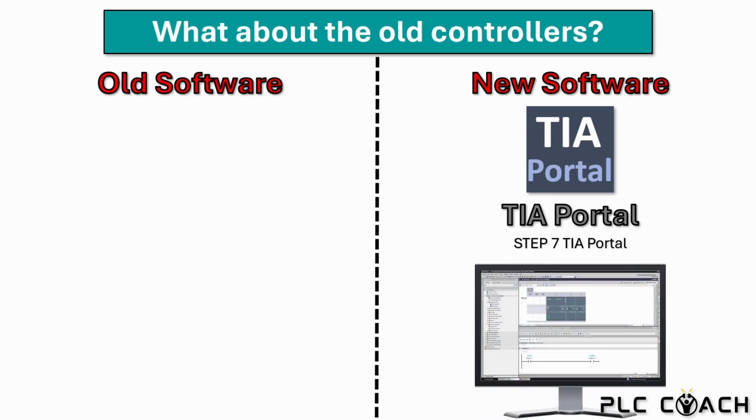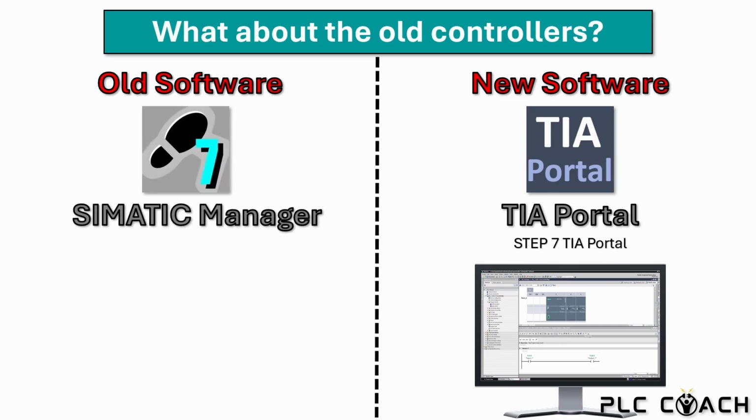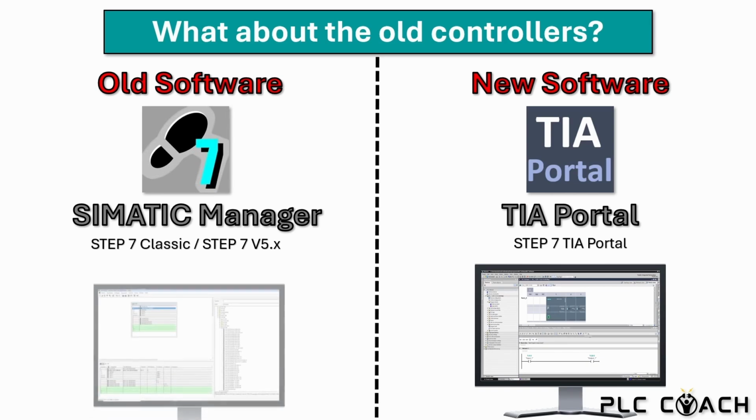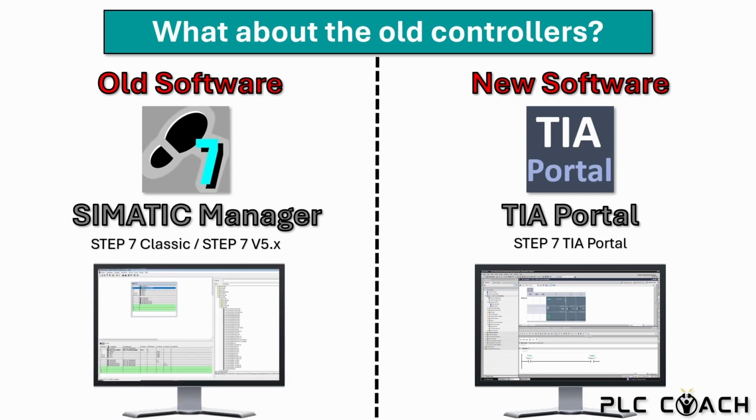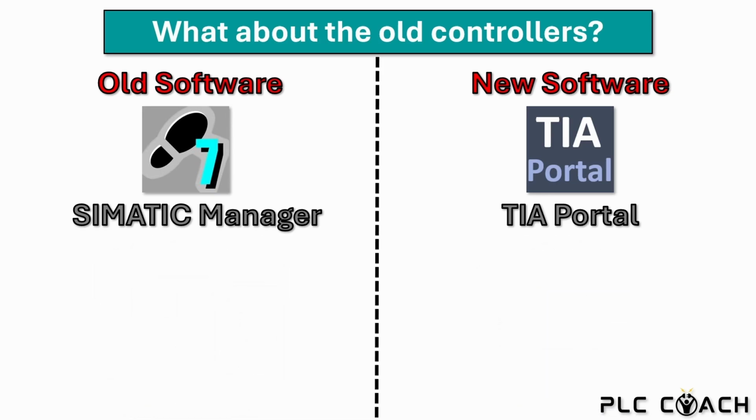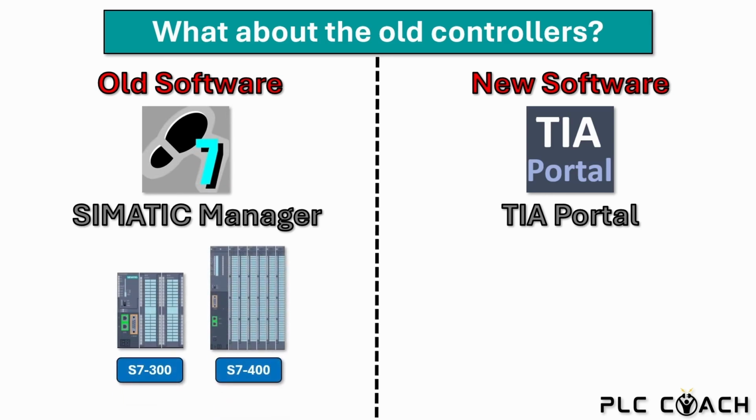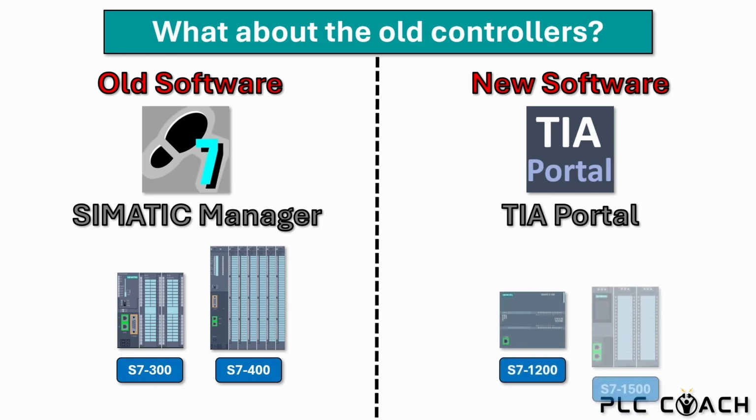This is what the software looks like. The older software is called Simatic Manager. It is often referred to as Step 7 Classic or Step 7 V5.X. Of course, the tool looks much older than the TI portal because it was released back in the 90s. You can program the S7-300 and S7-400 controllers with the Simatic Manager. With the TI portal, you can program the S7-1200 and S7-1500 controllers.